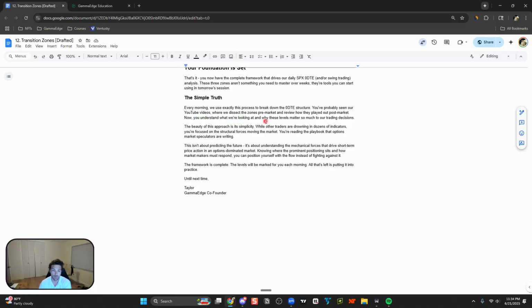The beauty of this approach is its simplicity. While other traders are drowning in dozens of indicators, you're focused on structural forces that actually move the market. You're reading the playbook that options market speculators are writing.